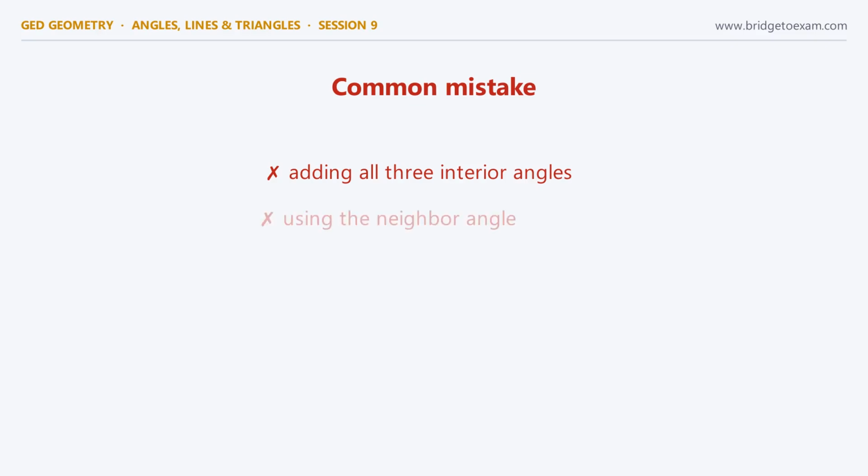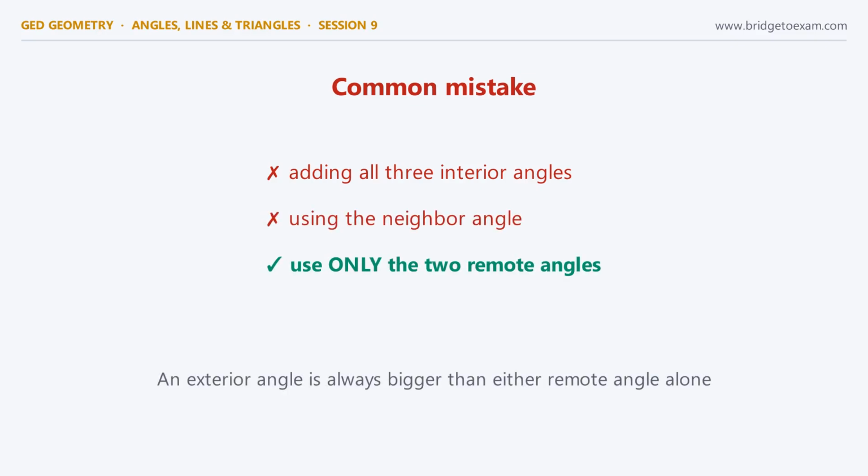Now, the common mistake. Students reach for the wrong angles. Some add all three interior angles. Others use the neighboring interior angle by accident. Neither is right. The exterior angle equals only the two remote angles, the two that are not next to it.